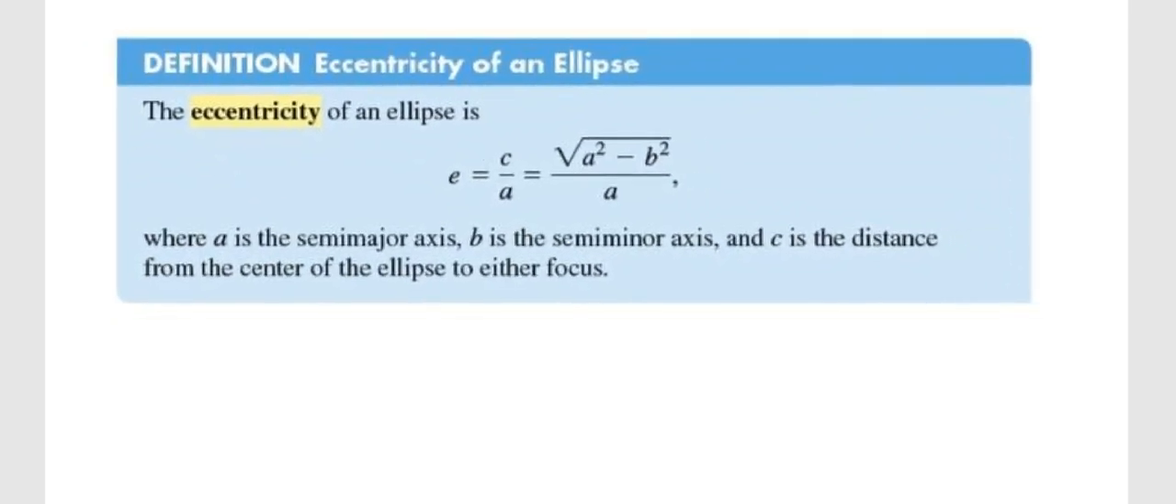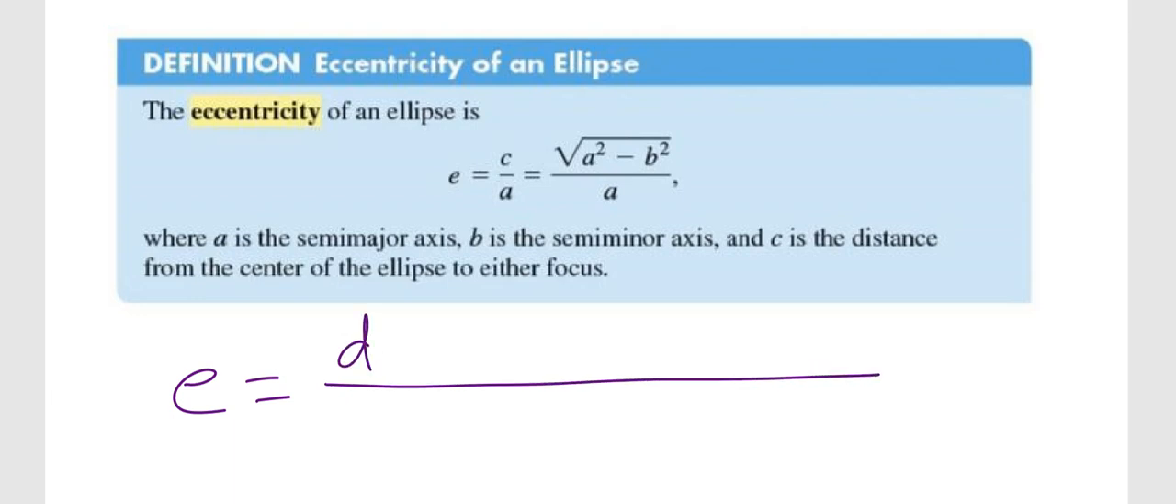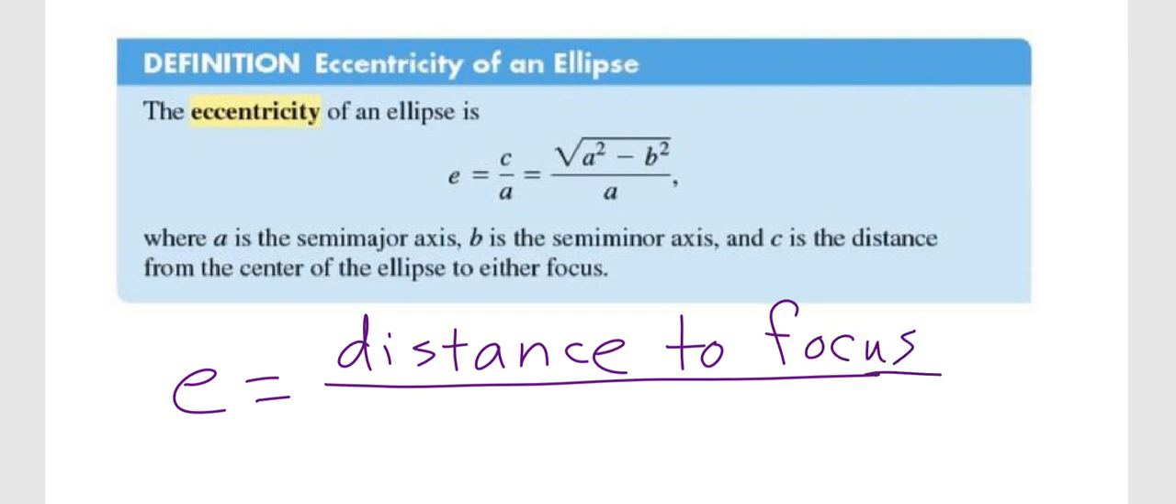Okay. Eccentricity. Eccentricity is a measurement of, I'm going to write this out here. Distance to focus over distance to vertex.